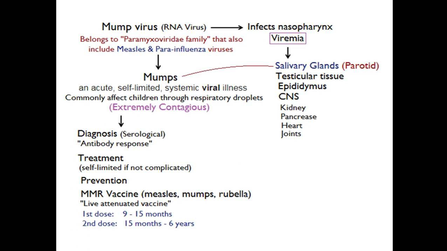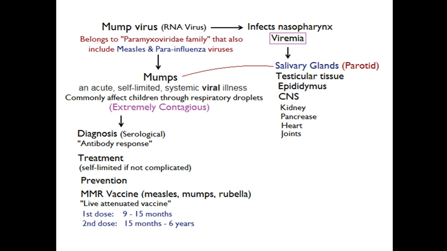And here we remember that the mumps virus belongs to the family which also includes the measles and the parainfluenza viruses, which are very important. The mumps is actually an acute self-limited systemic viral illness, right? The involvement of the salivary glands is a part of it, and it commonly affects children, and the disease spreads through respiratory droplets, which can commonly infect the nasopharynx, and later on when the virus replicates in the infected cells and the cells rupture, the viruses come out and circulate in the blood.